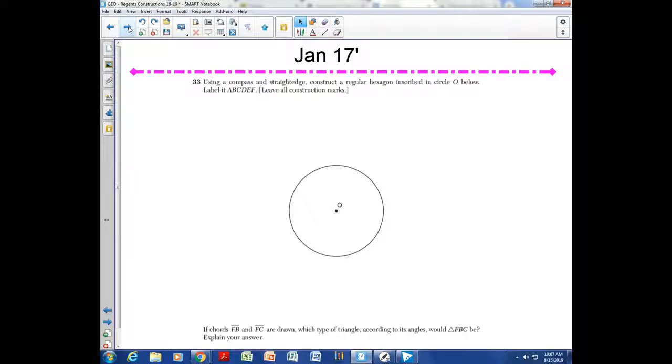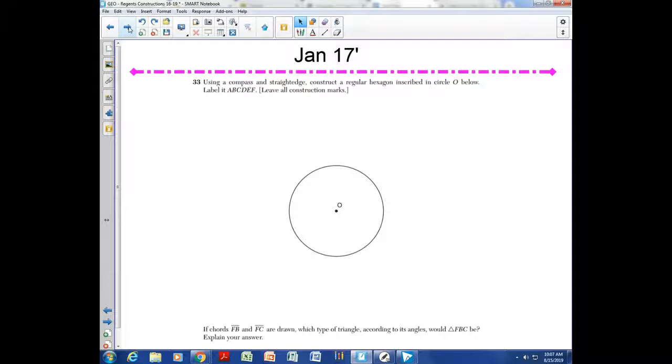You might notice this is question 33. So this is a construction which is a little bit rarer than the others in that it's a 4-point question. There's another question on the bottom, another part of it once we finish that. If chords FB and FC are drawn, which type of triangle, according to its angles, would triangle FBC be? Explain your answer.